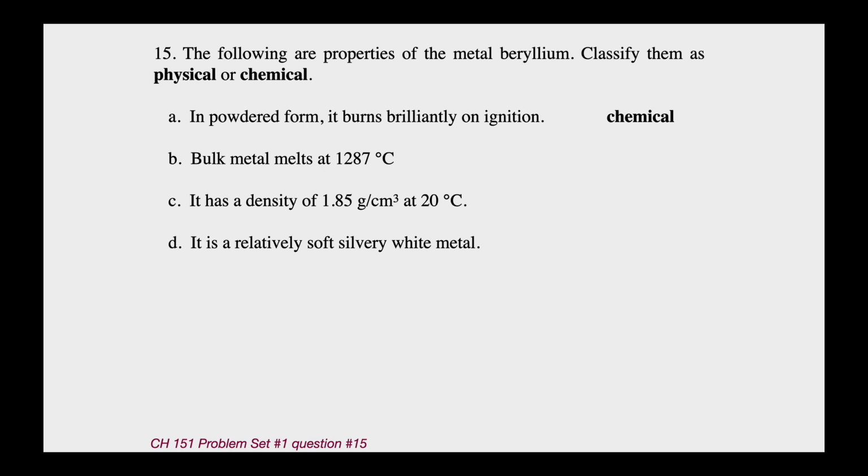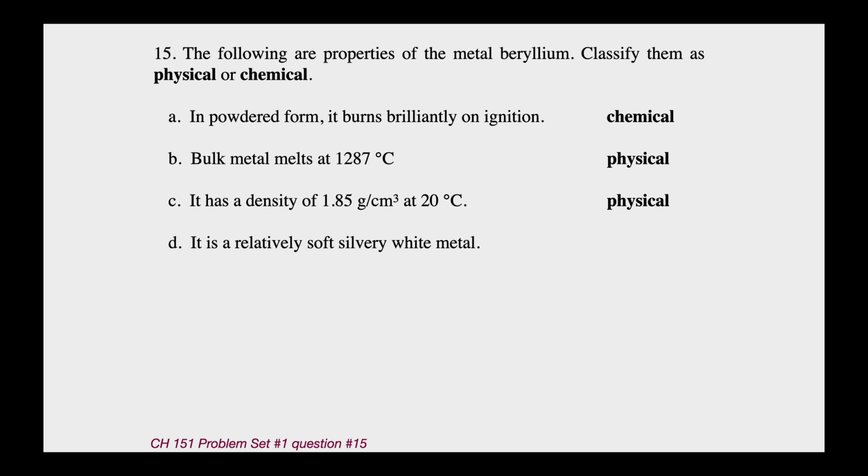So melting, boiling, stuff like that, if you're careful, those are reversible. I would call that a physical property, all right, something we can get back. The density of beryllium, 1.85 grams per centimeter cubed. Well, we can make that measurement and we still have the same beryllium. We haven't made it irreversibly ash or something. That's going to be a physical property.